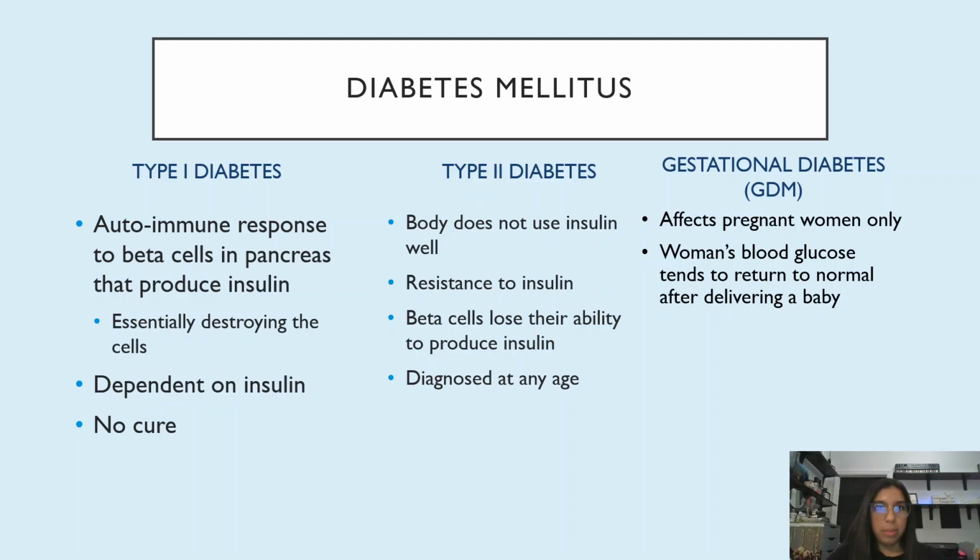In type 1 diabetes, the body's immune system specifically targets beta cells in the pancreas that produce insulin. Over time, because these cells are being targeted by the body, they become completely destroyed, and the pancreas isn't able to produce any more insulin. So the body cannot convert blood glucose into energy. The glucose instead remains in the blood.